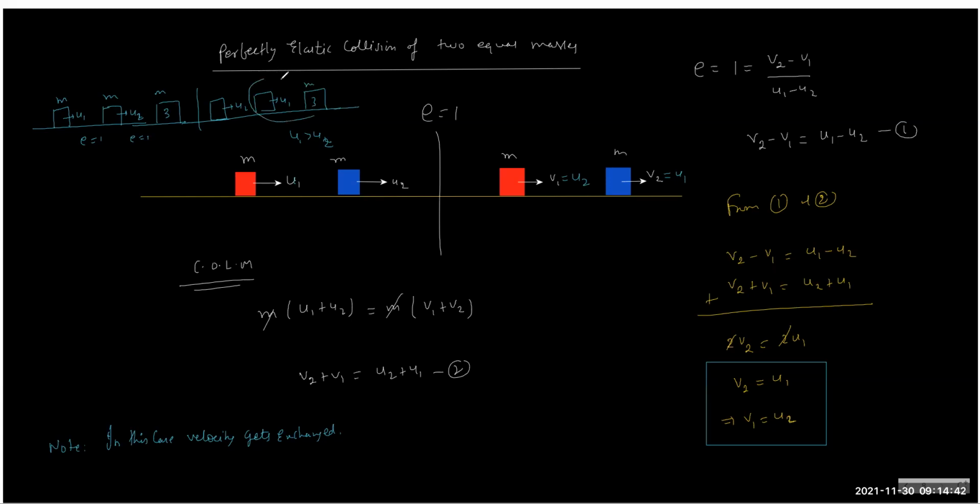And when these two collide, the U2 mass will come to rest, and the 3 will move. So at the end of the collision, we can know exactly what the velocities of the masses will be.